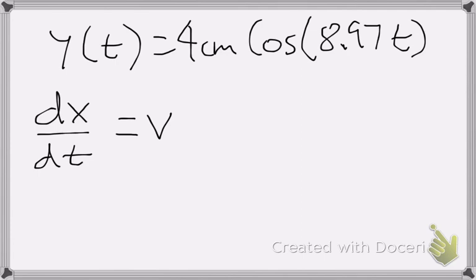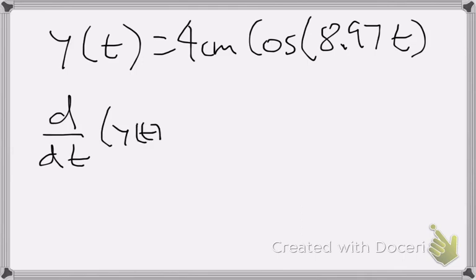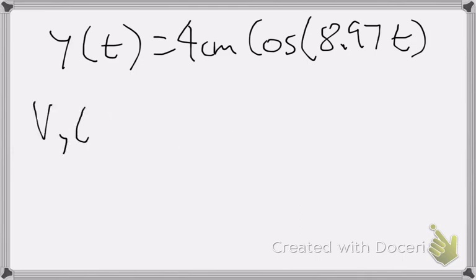And ours is written in terms of y, but x and y are really interchangeable. One just means horizontal, one means vertical. It really doesn't matter, it's just a letter. But the point is you take the derivative of that function with respect to time, and that would give you an equation for velocity. So that's all we've got to do. We just have to find out what this derivative is.